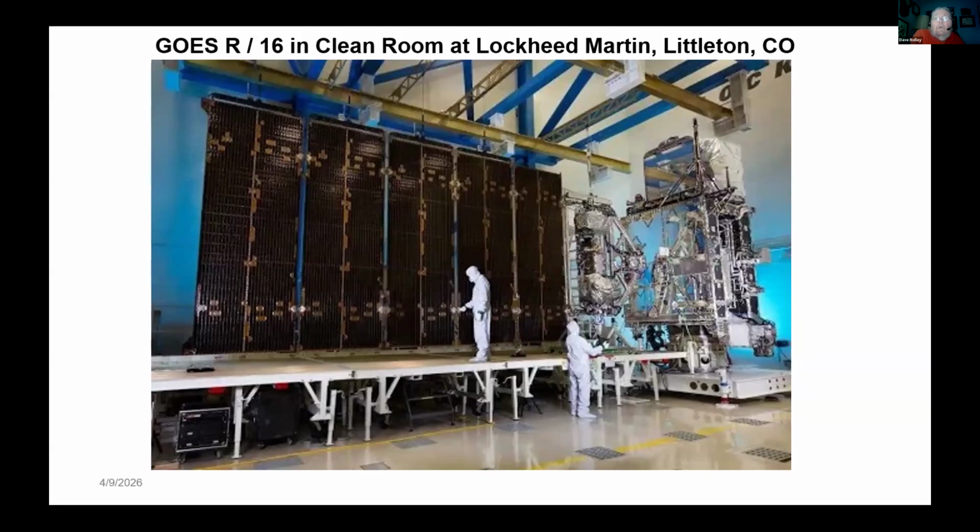GOES-R went up in 2016, that's GOES-16. GOES-19 was launched in 2025 and went operational in 2026. So this was a family of 4 satellites. They're expected to be operational until 2036, so for another 10 years. The effort to describe the capability of the next generation satellites is already underway. Actually, it was underway before GOES-16 went on orbit in 2016.